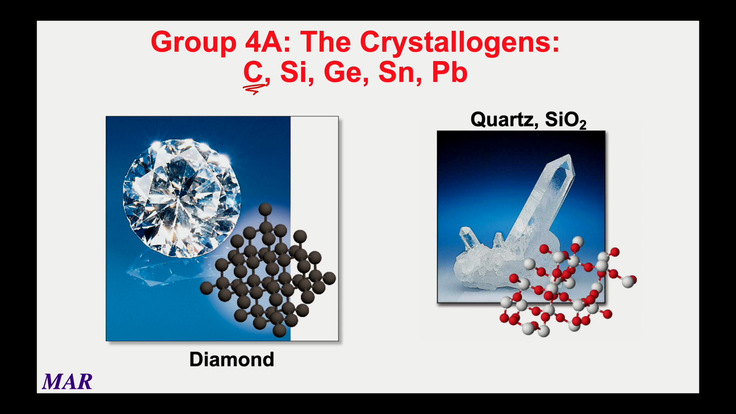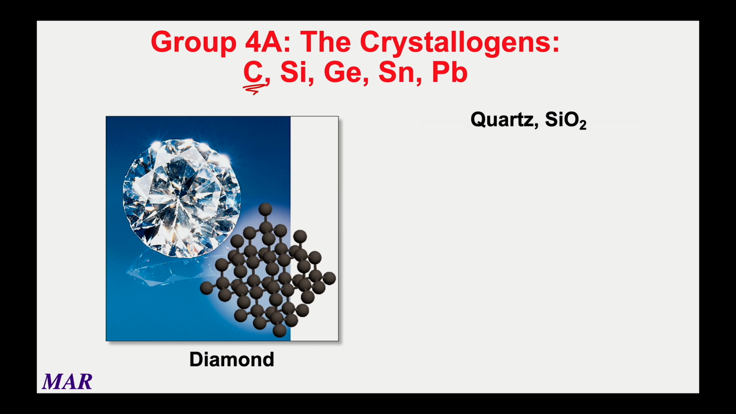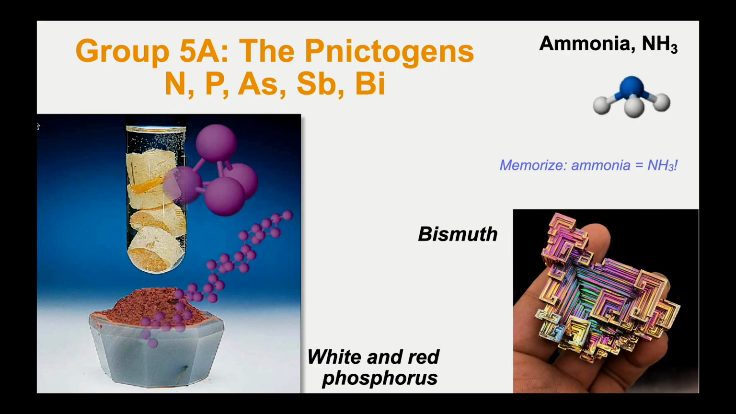Of course, lead was used for plumbing. That's where the plumbing comes from, which was plumbum, which is lead and stuff like that. Lots of cool things. Crystallogens is their official name. I think I'm saying it right. Maybe I'm not. When it comes to Group 5A, the fancy name is pnictogens, and that's another weird name and nothing you have to worry about.